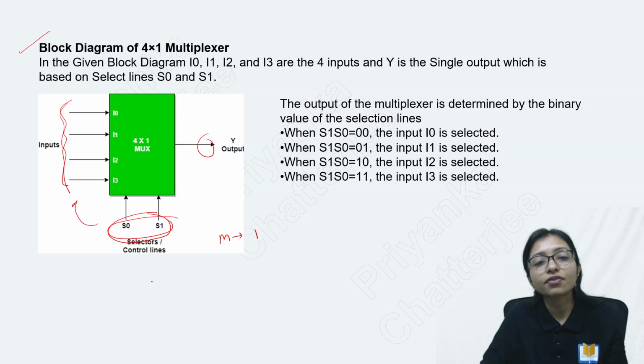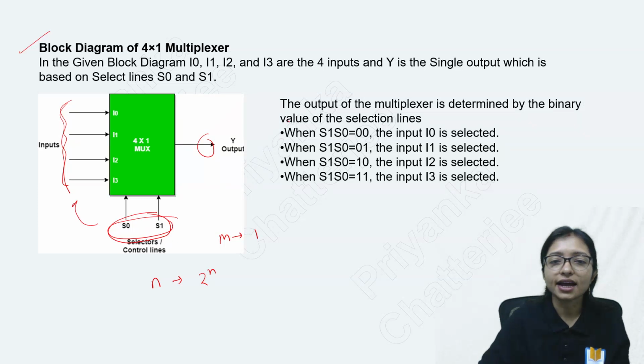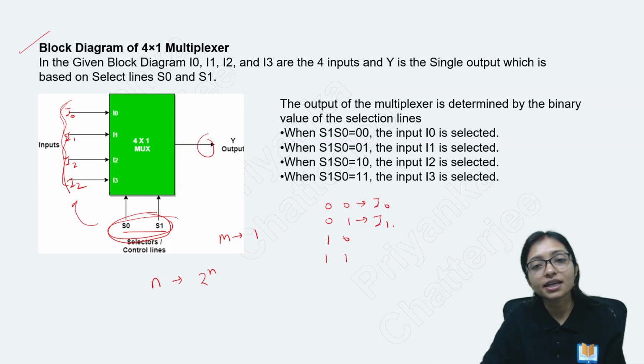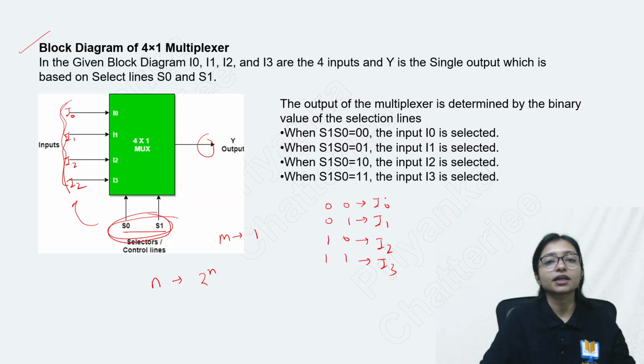If I am using n select lines, I can use 2 to the power n input lines. How is it working? See that. Here S1 S0 has 4 combinations: 0 0, 0 1, 1 0, 1 1. When 0 0, I select input 0. 0 1 means I will select input 1. 1 0 means input 2. 1 1 means input 3. In this way, the multiplexer is working.